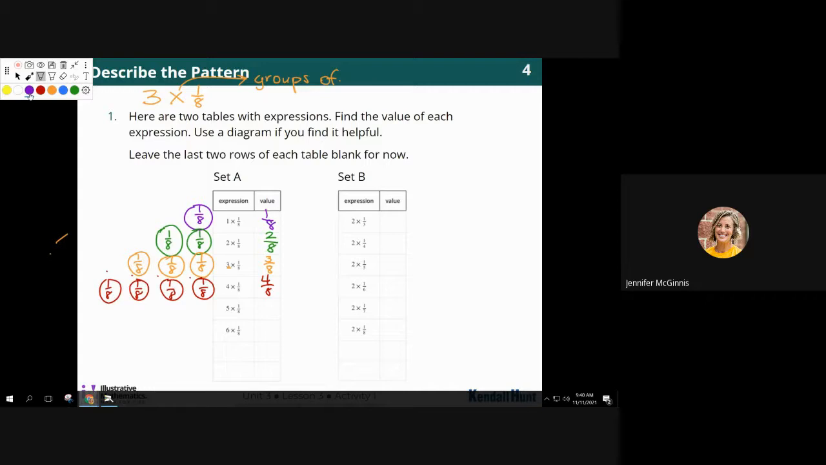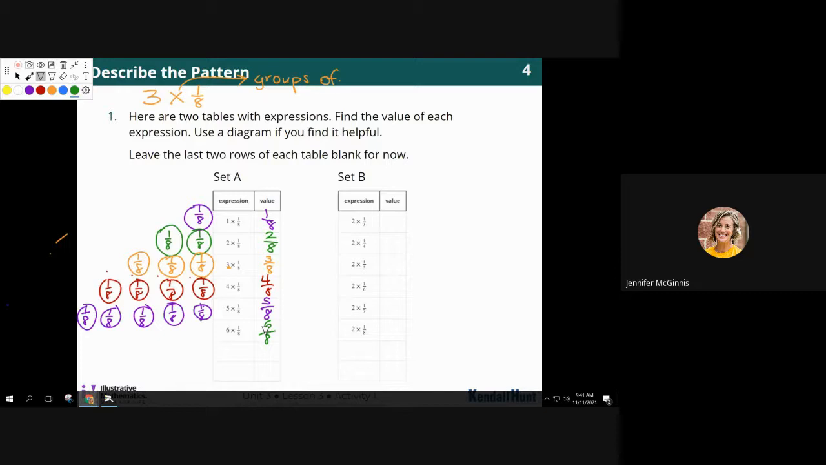One eighth, 2 eighths, 3 eighths, 4 eighths. Why? Tell me how to draw my diagram. It says 5 times 1/8. 5 groups of 1/8. How many groups do I need? 5 groups. How many are in each group? 1/8. And then I have 1, 2, 3, 4, 5 eighths. And the last one, everybody say it together. 6 eighths. Very good.